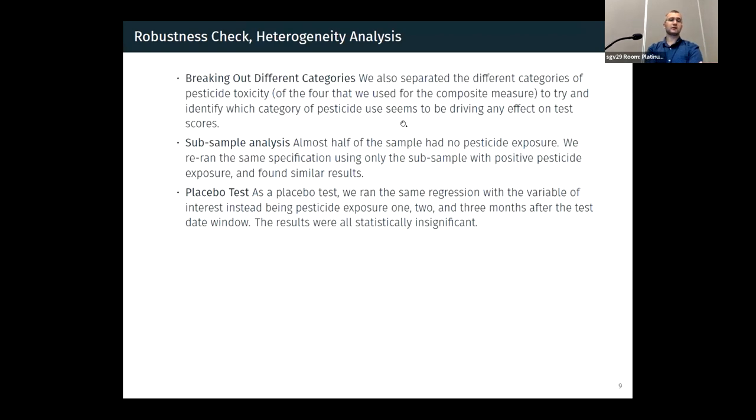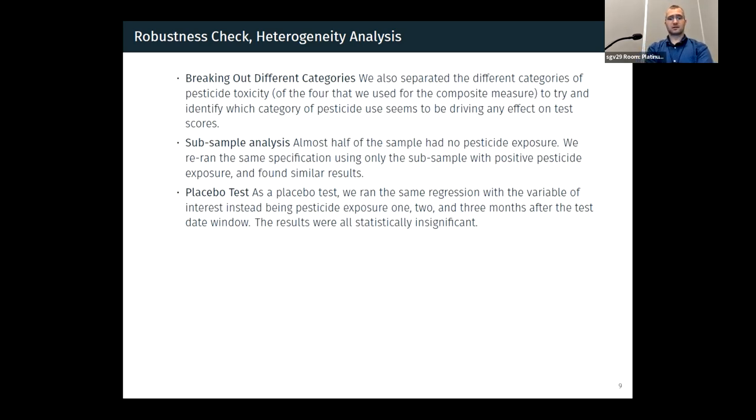So we conducted a couple of robustness checks and heterogeneity analyses to get a better grip of what is actually going on in our data. First of all, the question is, can we break out the data? Originally we lumped everything together, but obviously pesticides have different levels of toxicity to humans and the environment as well. So we broke out the pesticides according to these categories.